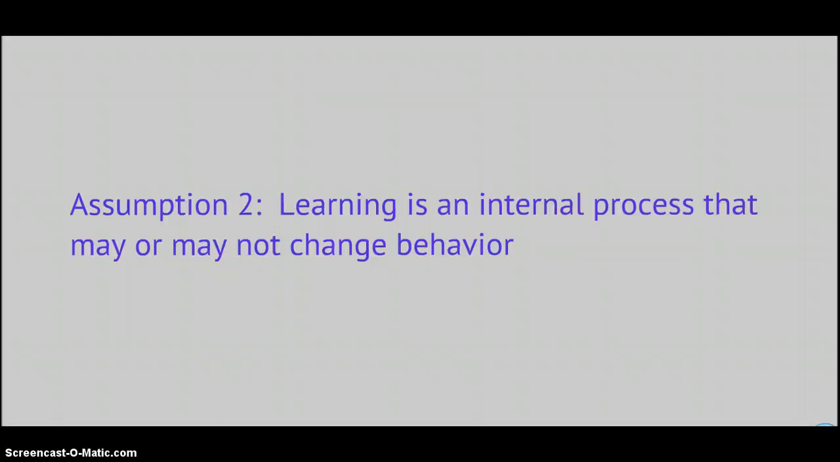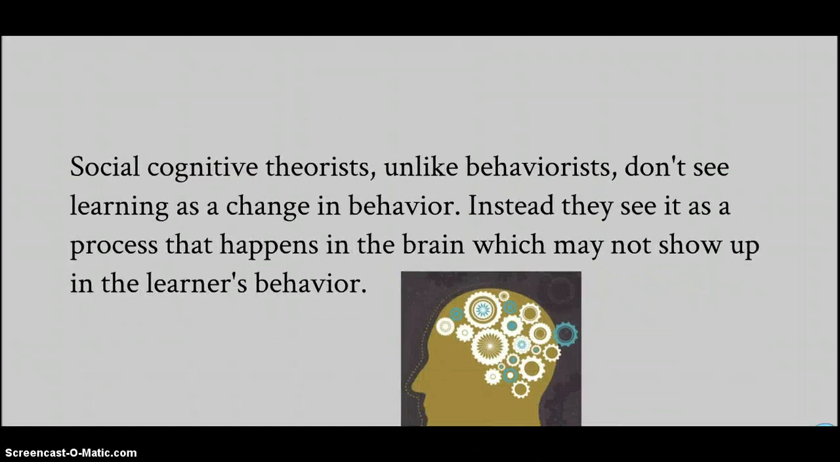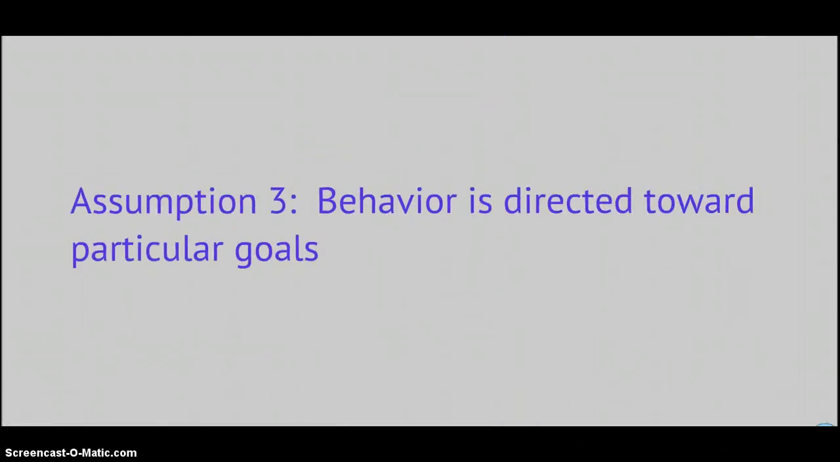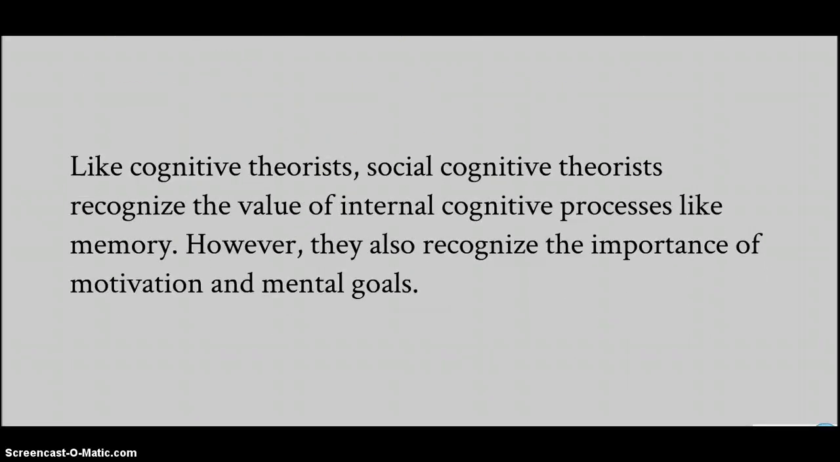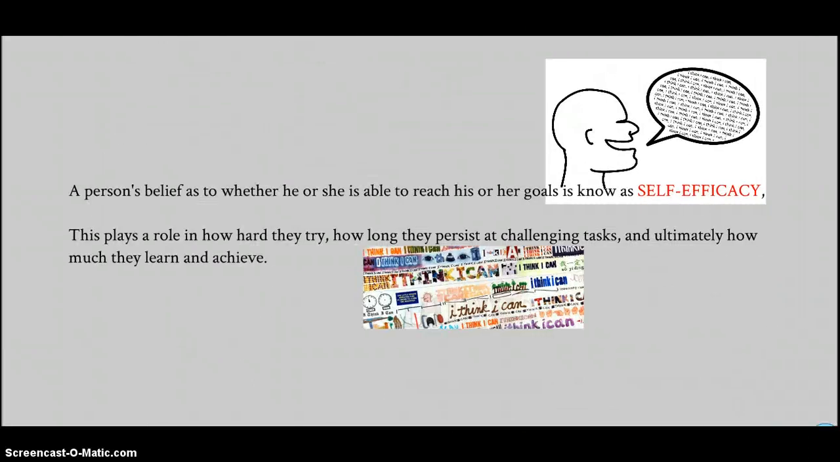Assumption number 2. Learning is an internal process that may or may not change behavior. Social cognitive theorists, unlike behavior theorists, don't see learning as a change in behavior. Instead, they see it as a process that happens in the brain which may not show up in the learner's behavior. Assumption number 3. Behavior is directed towards particular goals. Like cognitive theorists, social cognitive theorists recognize the value of internal cognitive processes like memory.